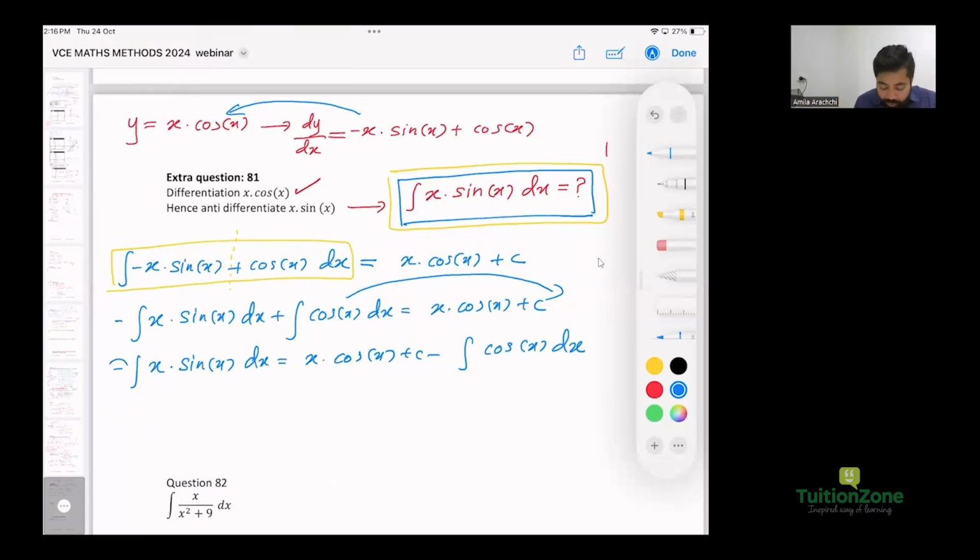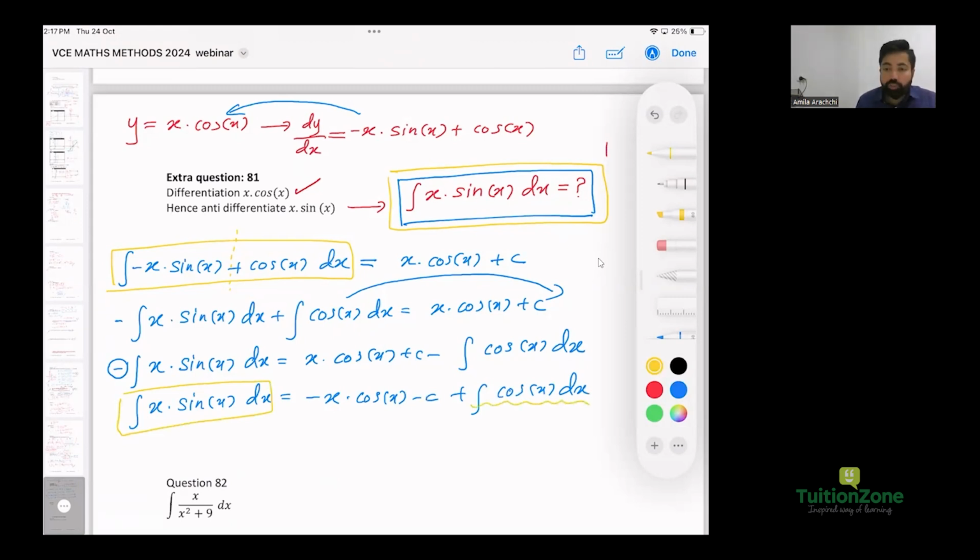And then how do you remove this negative sign? Multiply every term by negative. So it becomes integral x sin x dx is equal to negative x cos x minus c plus integral cos x dx. Can you see this is what they're really asking in our question? So all you have to do is get the answer for this one by doing integration. So let me write my next step now. Negative x cos x minus c. What's the integration of cos x? Anyone?